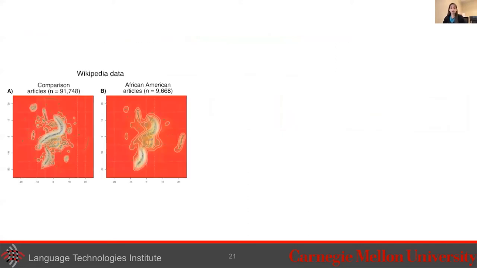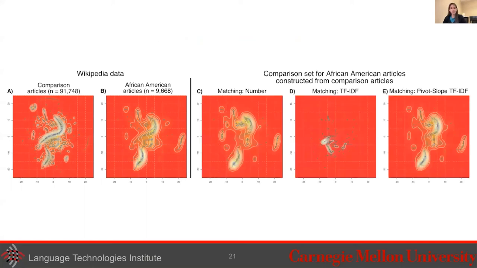So finally, we also evaluate matches by creating visualizations of category distributions. Before matching, these visualizations look very different for articles about Black or African American people and articles about the candidate comparison corpus. However, after matching, and particularly after using pivot slope TF-IDF matching, the category distribution for the matched comparison corpus looks a lot more similar to the category distribution for the target corpus. So on this side, B and E look a lot more similar than B and A.